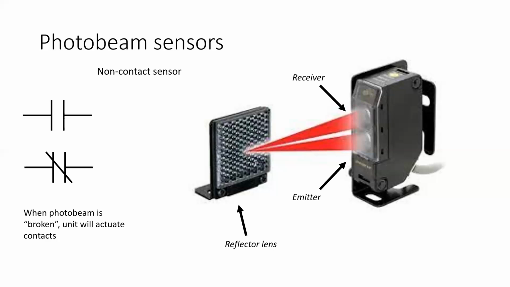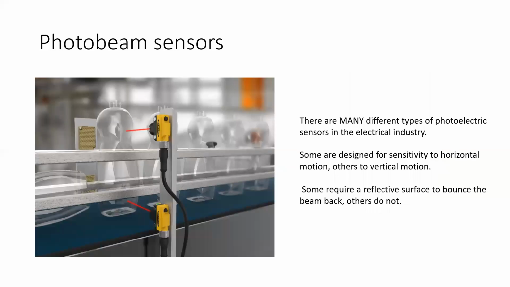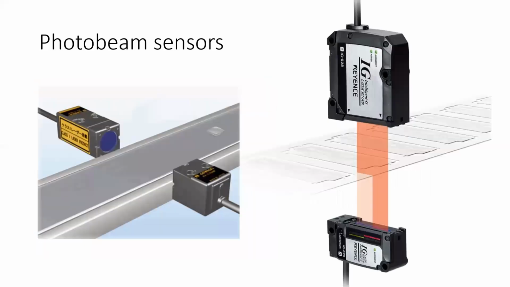If the beam is broken, the photo beam sensor then indicates this by changing the state of the contacts. There are many different types of photoelectric sensors in the electrical industry. Some are designed for sensitivity to horizontal motion, others to vertical motion. Some require a reflective surface to bounce the beam back, others do not. There is a dizzying array of different types of sensors and the different applications they serve.